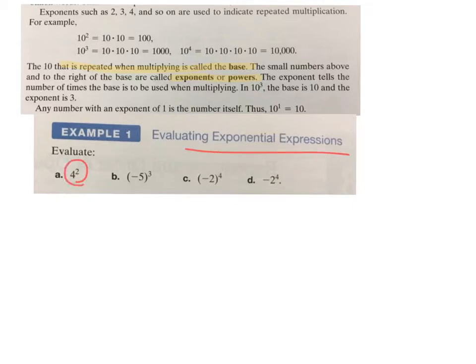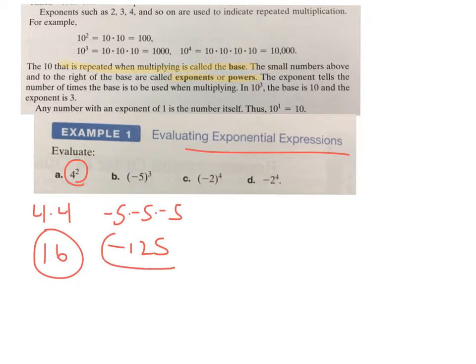So 4 squared simply means 4 times 4, which is 16. That one's a pretty basic one. But then when we start getting into negatives, we have to know whether the exponent is applied to the negative number. In this case, it's -5 times -5 times -5. In that case, you get 125, but you also get a negative answer. Now, if we do this problem, we're going to get a -2 times a -2 times a -2 times a -2. And because there's an even number of negatives, we end up with 16, and it's positive.